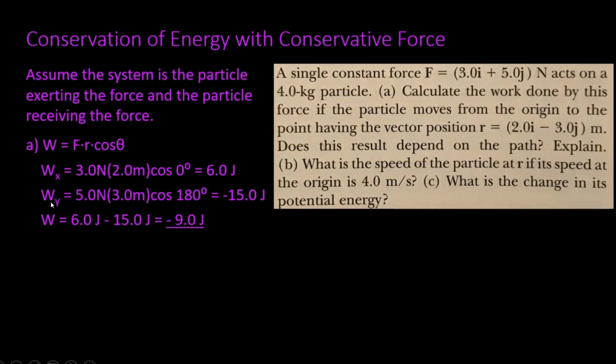Now when we get to the y dimension, the y component of the force is 5 newtons. The y component of the displacement is negative 3 meters. So we put the magnitude in as 3 meters, but because it's in the opposite direction of the force, we're going to have 180 degrees separation in the vectors. That gives us a theta of 180. And of course, when we do the math, we get negative 15 joules. When we add the two components up to get the total work performed, we see that it's negative 9 joules. That means that 9 joules of energy is flowing out of the particle that's moving.